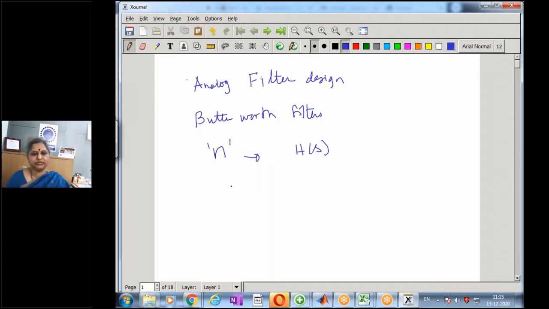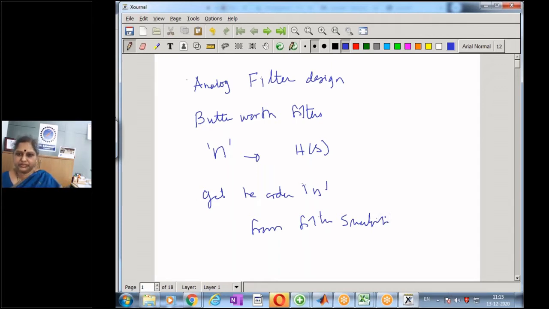In today's module, we are going to focus on how to get the order of the filter N from the frequency specifications, that is, from the filter specifications. This is what we shall see today.